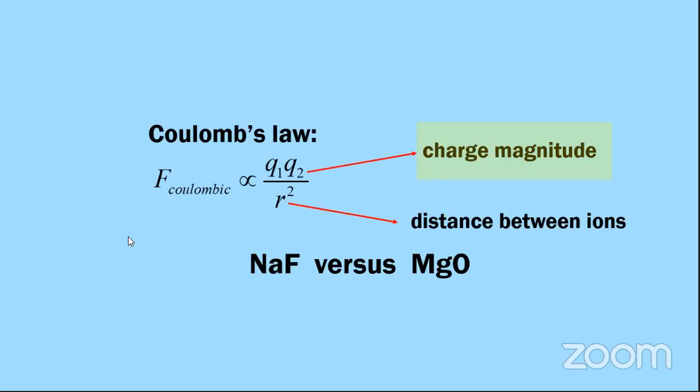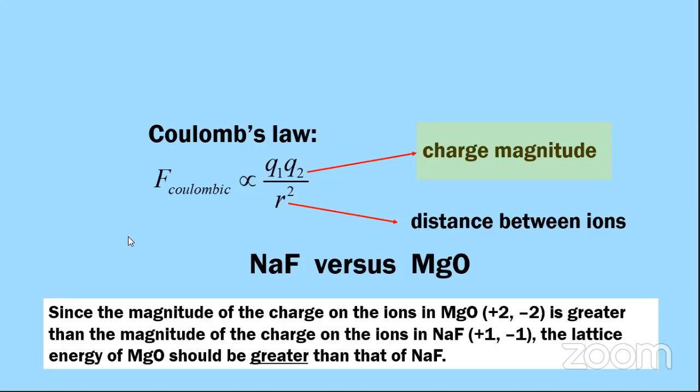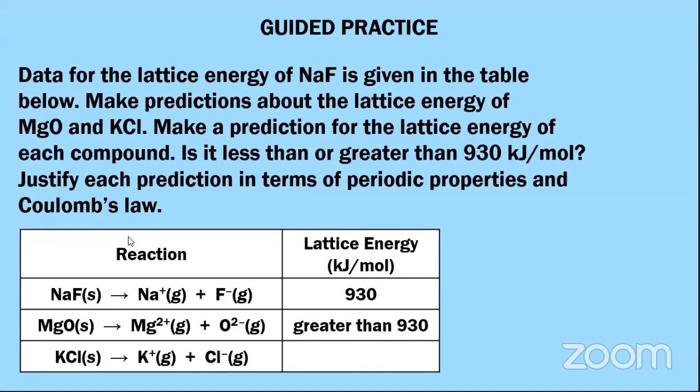So in terms of our prediction, since the magnitude of the charge on the ions for magnesium oxide is greater than that of sodium fluoride, the lattice energy of magnesium oxide should be greater. So that's our prediction, greater than 930. Now on to potassium chloride.